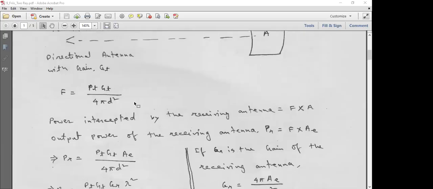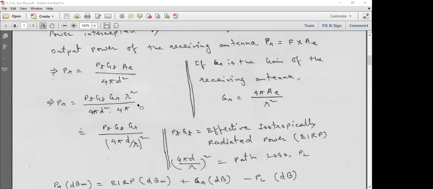In this case, you have d by lambda, right? So it always depends on how many d by lambda you have, how many full oscillations, how many wavelengths you are covering. It's not actually the distance in meters or kilometers. It's how many wavelengths you cover.